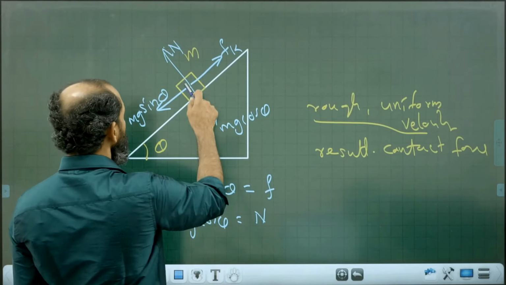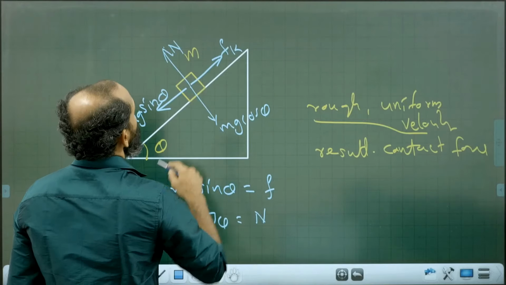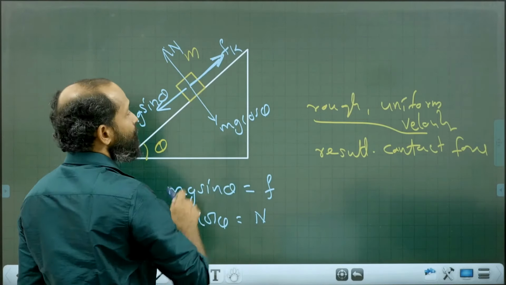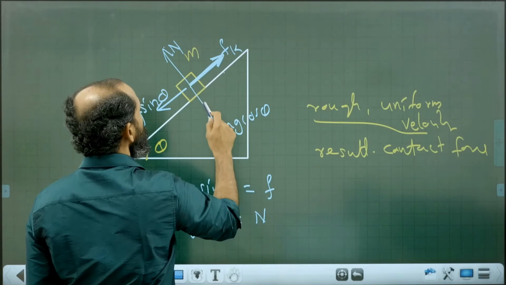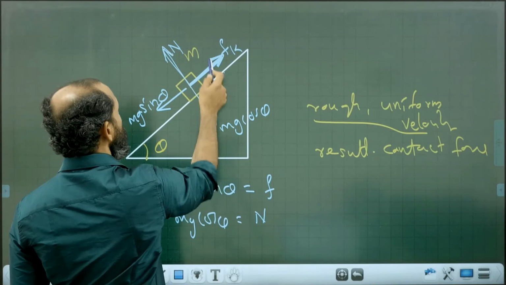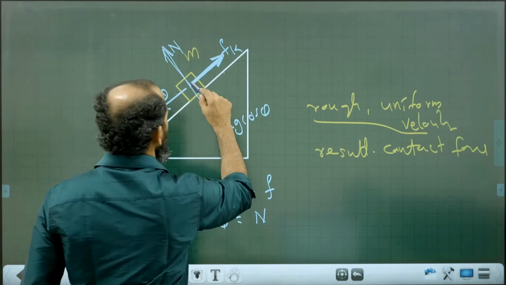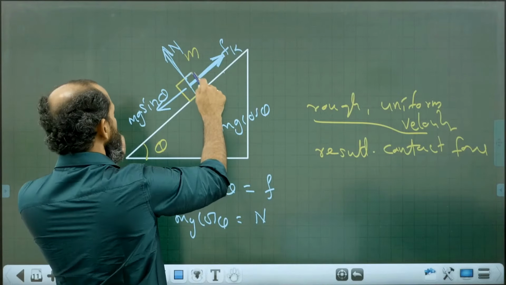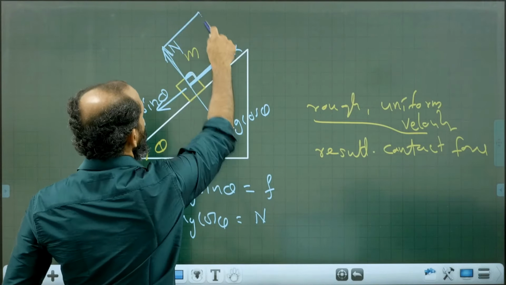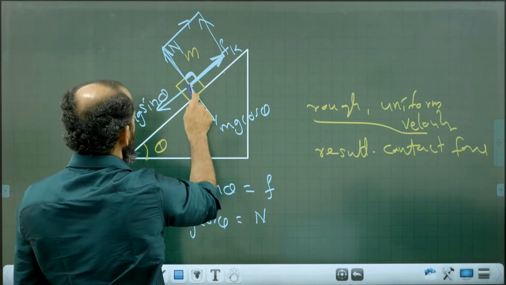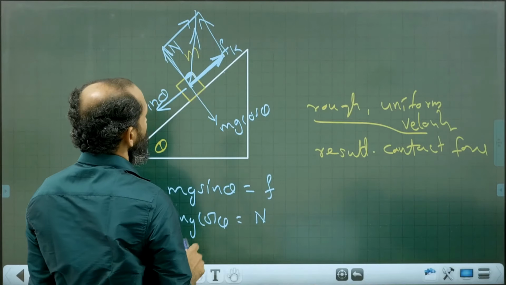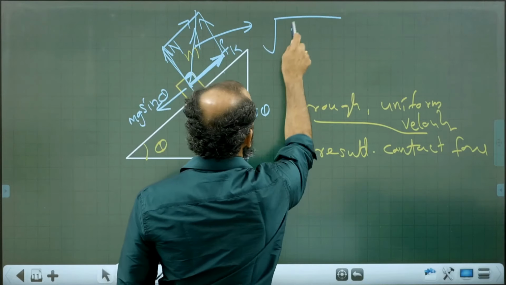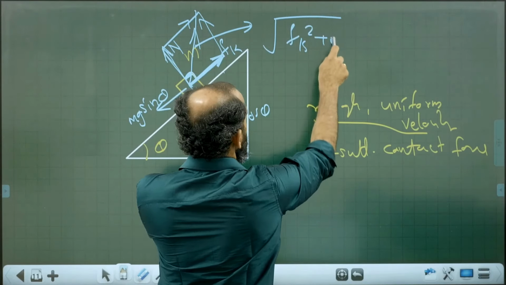So, what is the resultant contact force? Resultant contact force is the resultant of contact force friction which is parallel to the surface, and contact force normal force, perpendicular to the surface. Two contact forces, one parallel to surface, friction, other perpendicular to surface, normal force, angle between the two is 90. So resultant will be formed by the parallelogram of vector addition. So this would be the resultant. And the resultant contact force is along this line, that is square root of Fk squared plus N squared.